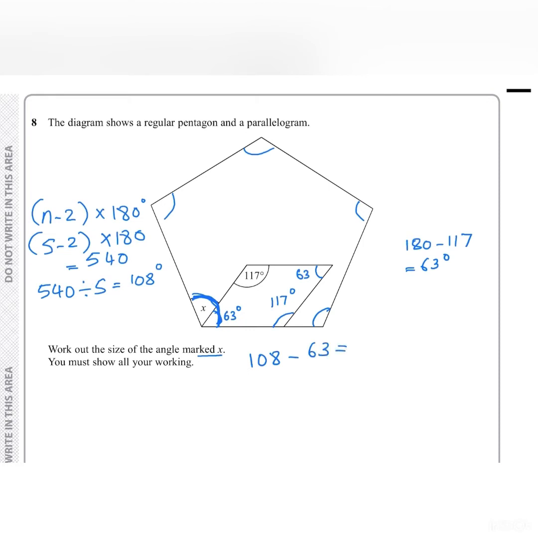Okay, and that equals 45 degrees. So x equals 45. Okay, so that is the answer for this question.